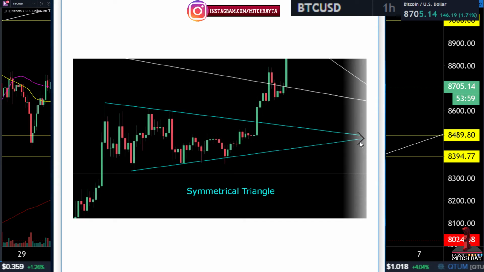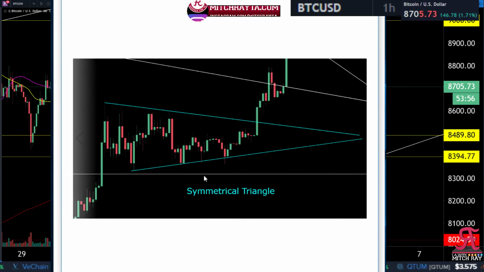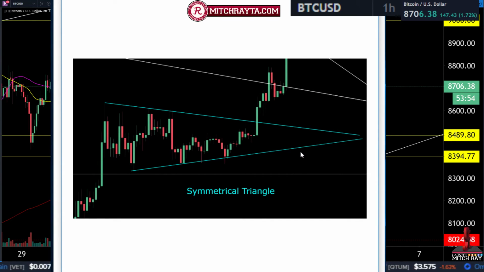Okay. Symmetrical triangle, 2 converging trend lines. Excuse me, man. Feeling kind of rough today. I've been feeling rough, man, past few days.